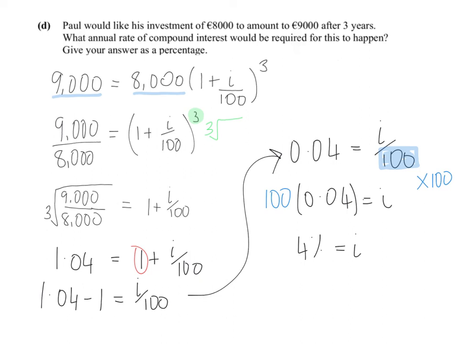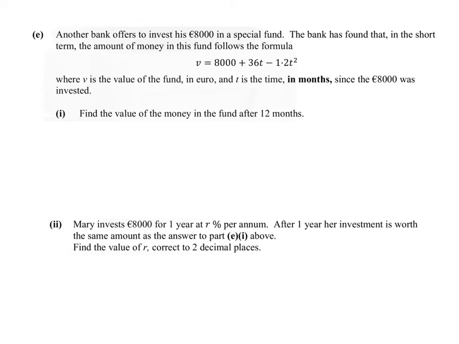So he has to have a compound interest rate of 4% if he wants to earn 9,000 at the end of the 3 years. Okay, so another bank is going to offer to invest his 8,000 in a special fund, and basically this is the formula they're going to use to calculate the future value. Where V is the value in the fund in euro and T is the time in months since 8,000 was invested, we have to find the value of the money in the fund after 12 months. So in simple terms, T equals 12 months. That's all they want us to know.